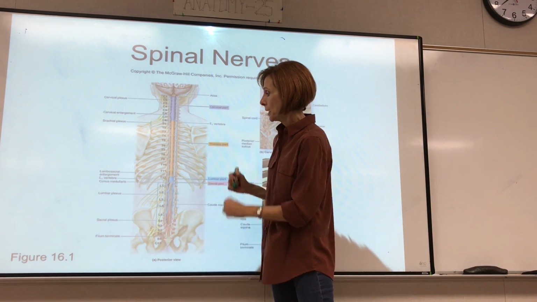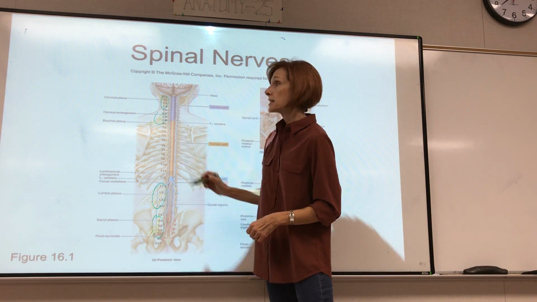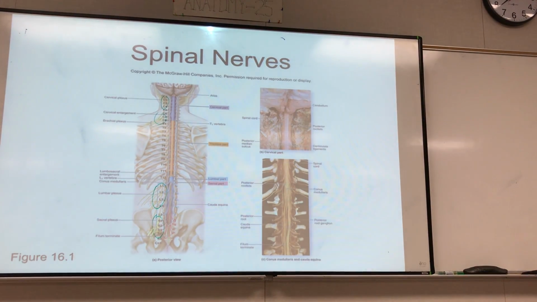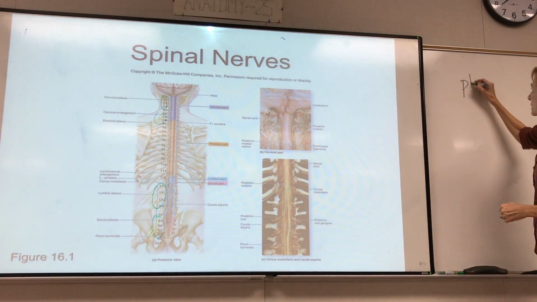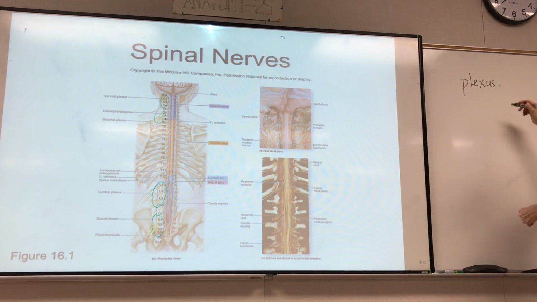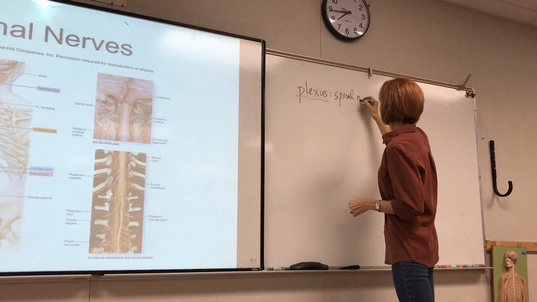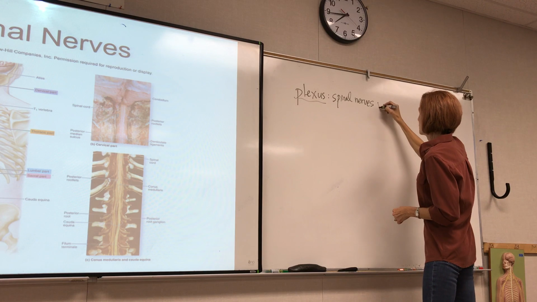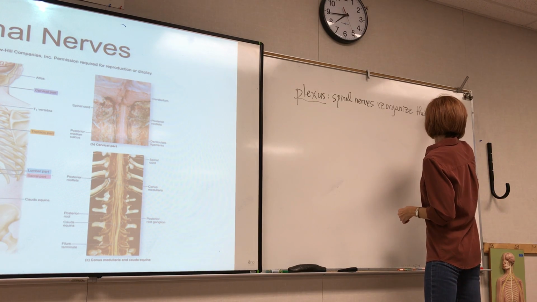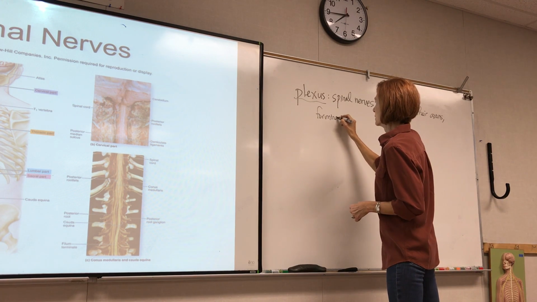So that network, or organized tangle, that they're forming here is called a plexus, okay? Plexus. The word plexus really just means network. And you can think of this as being where the spinal nerves reorganize their axons, forming new nerves.